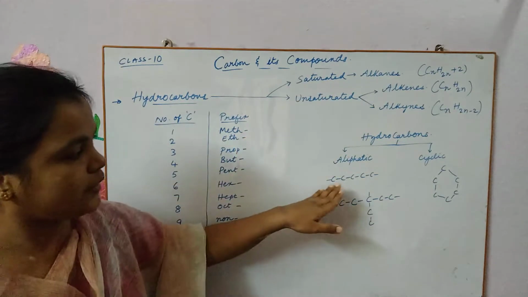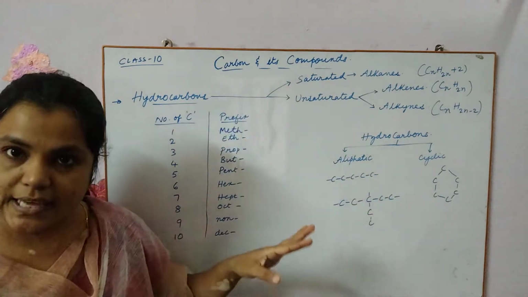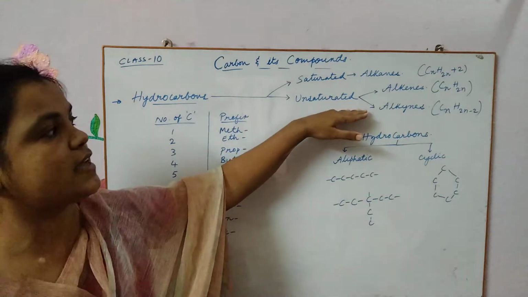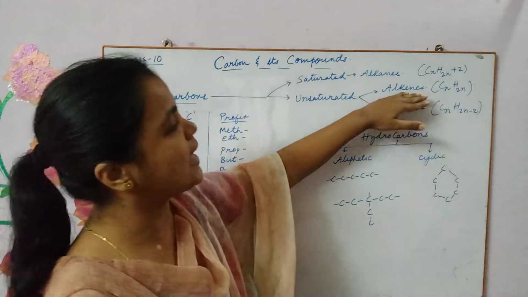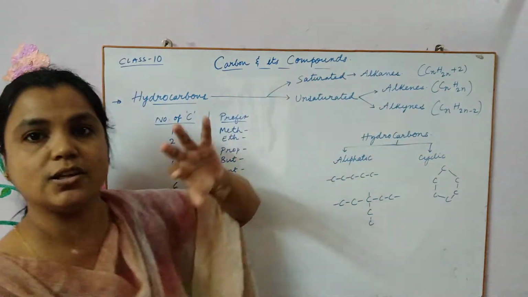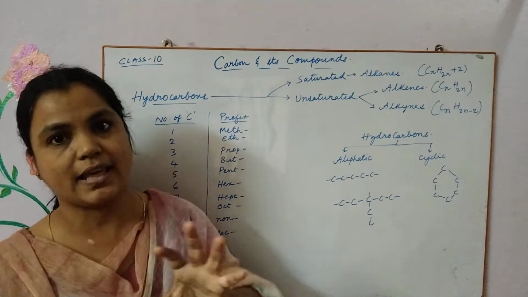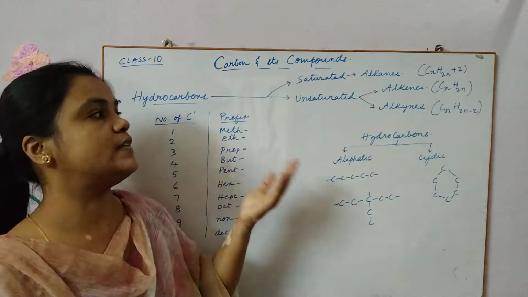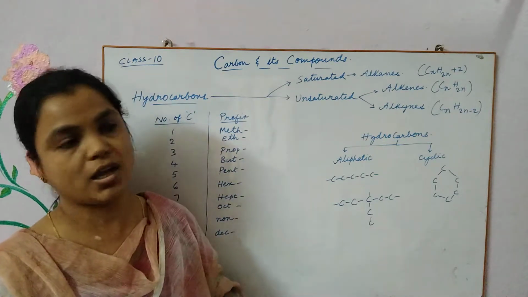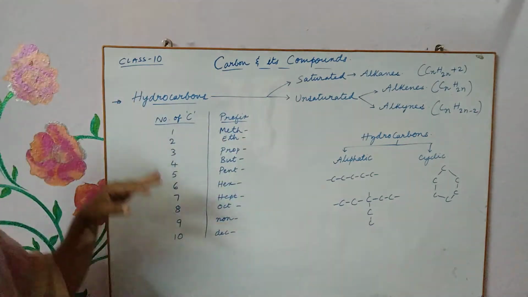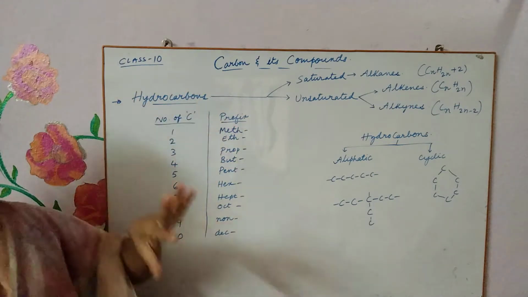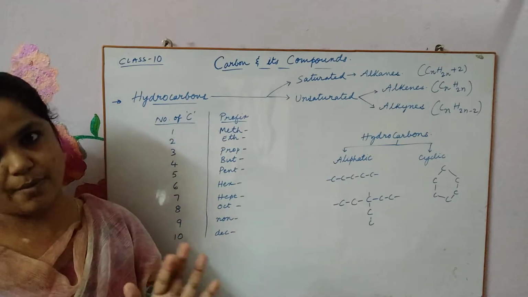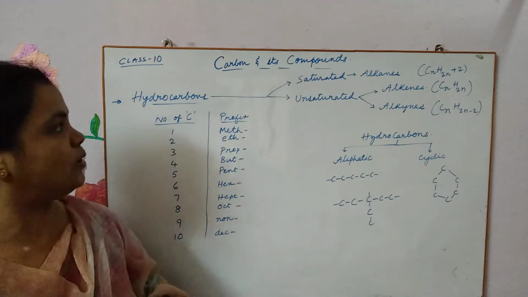And if the carbon-carbon backbone contains a double bond or a triple bond, then we call them unsaturated compounds, and alkenes and alkynes are the general names given to those compounds which have an unsaturation. That means which have a double bond or a triple bond in their structure. Okay, so hope you understood. Hydrocarbons means a group of compounds which contain only hydrogen and carbon. Hydrogen and carbon, that's all.